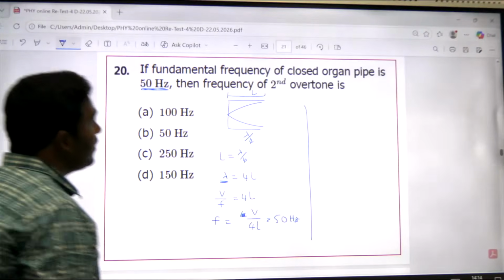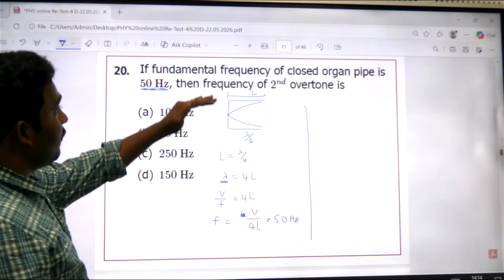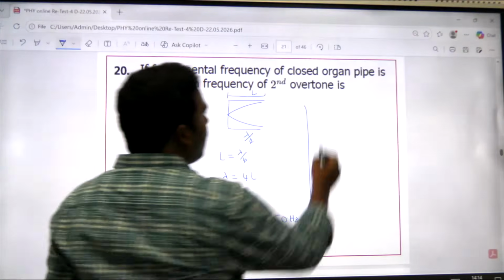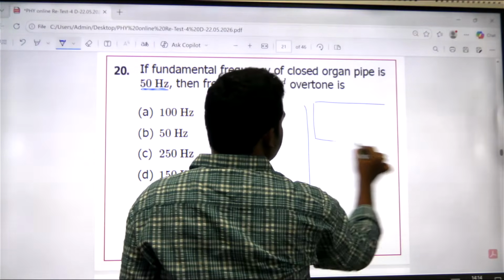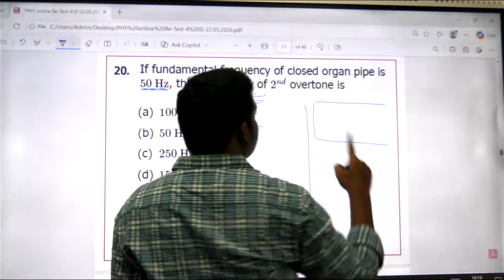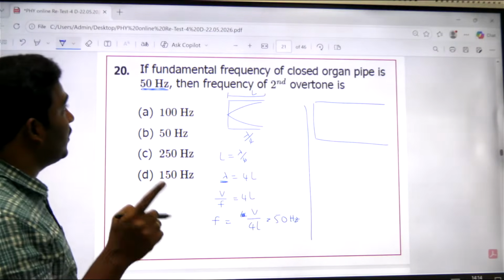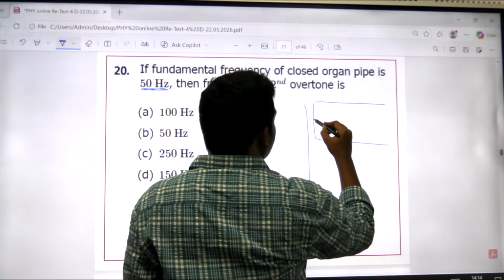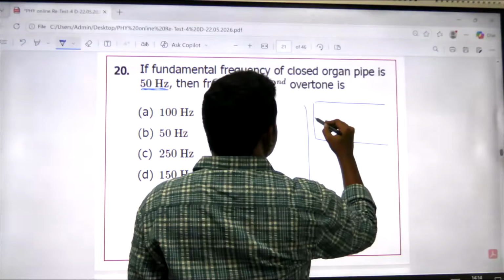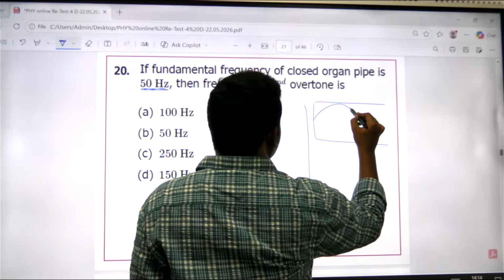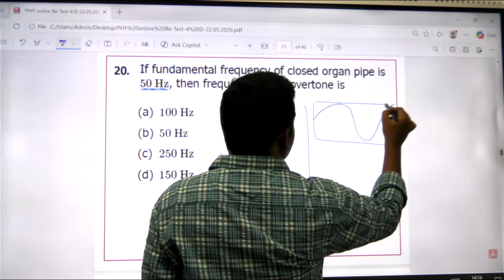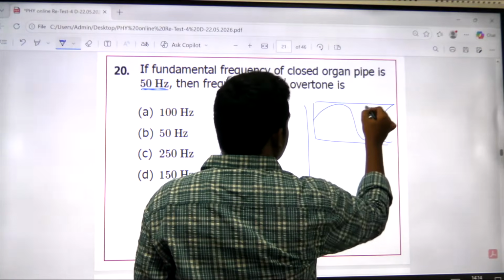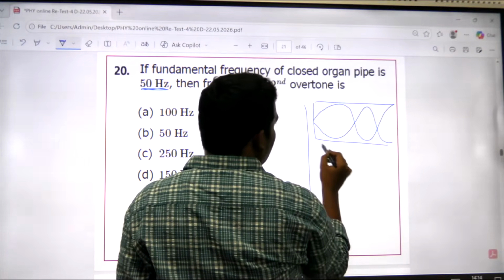Now what is he asking? He is asking us to find the frequency of second overtone. What is second overtone? The second overtone is third harmonic. Second overtone is third harmonic. This is your third harmonic.